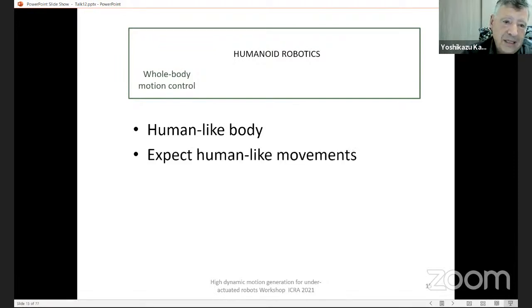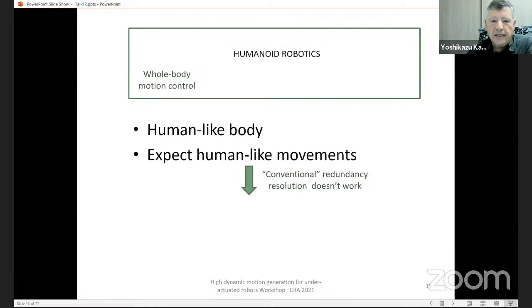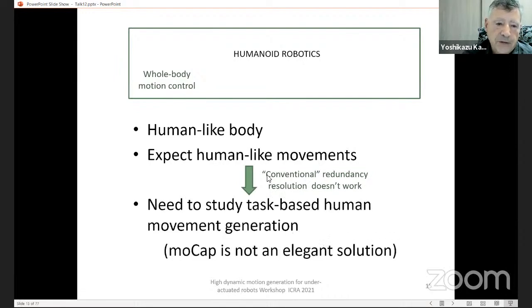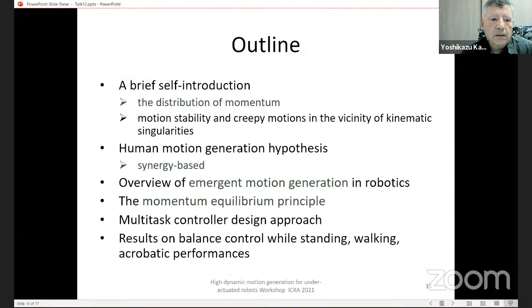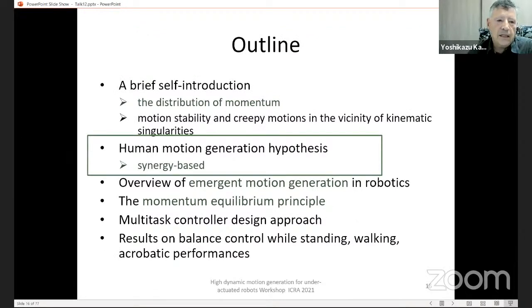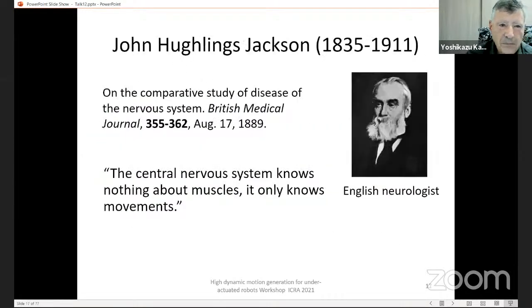And I came to the conclusion that we should expect human-like movements. And since people expect human-like movements, the conventional redundancy resolution doesn't work. We have to look into the way humans generate their motions. Motion capture is not an elegant solution, of course. So let me go on in this outline with the human motion generation hypothesis.